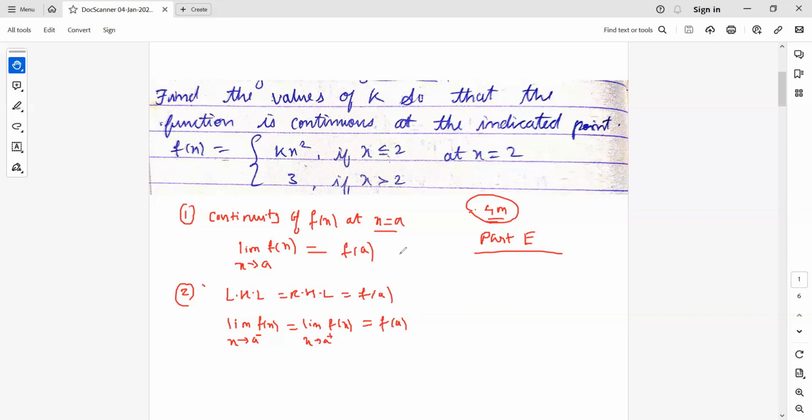The first definition is to discuss the continuity at a point. When the function is defined at a point, we make use of the first definition: limit of f of x as x tends to a is equal to f of a. And the second definition we make use of when it is defined on an interval. Try to understand this, we will discuss an example. On an interval, so when the question consists of inequalities.